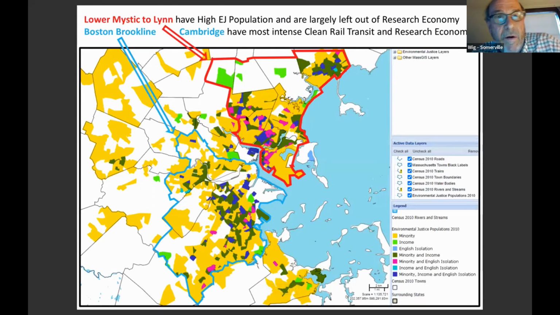Thank you. So here, this is again just a public data source looking at environmental justice, and I've kind of circled Boston and Cambridge with the blue outline, and then I've circled the north of Mystic communities in red. And you may have noticed already that the most intense problems with COVID have been in these kind of lower Mystic environmental justice communities. But they're not really connected to our current economy.